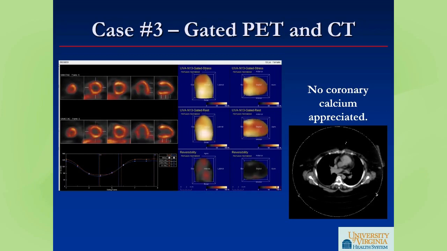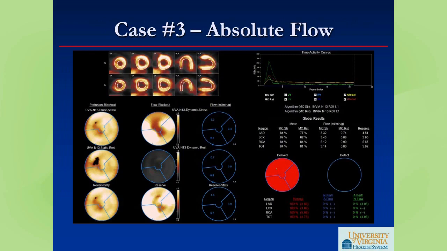Now, as I know you all know, someone who's having symptoms and has a defect in any particular territory, just because you don't see coronary calcium there does not definitively rule out the fact that they may have obstructive coronary disease. A fairly robust subset of the population, when they have a single abnormality, can have obstruction despite not having any coronary calcification. But what really bails us out in this case is the patient had absolute flow performed.